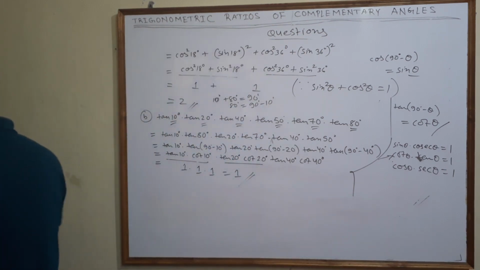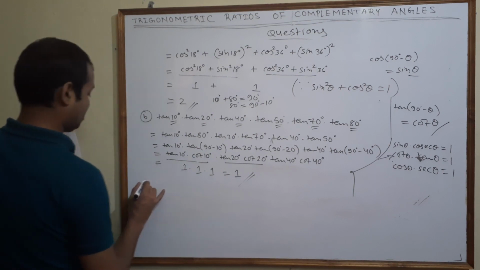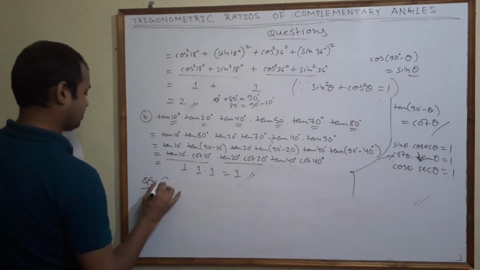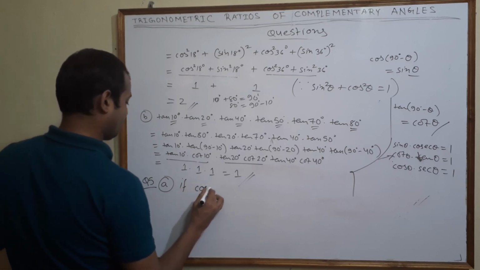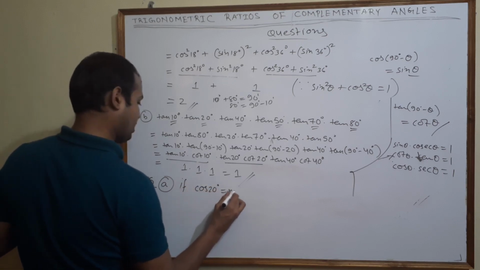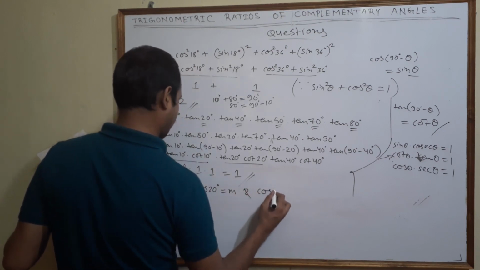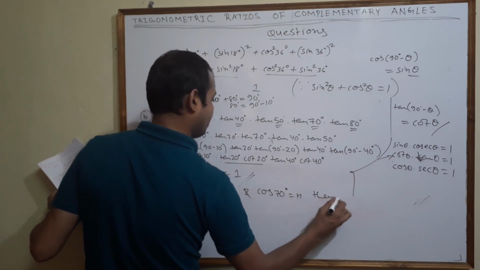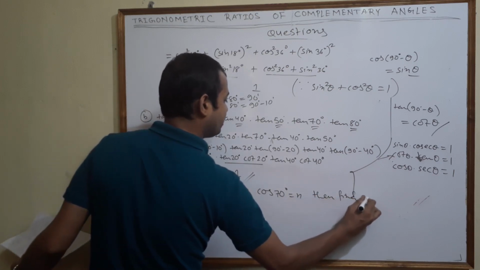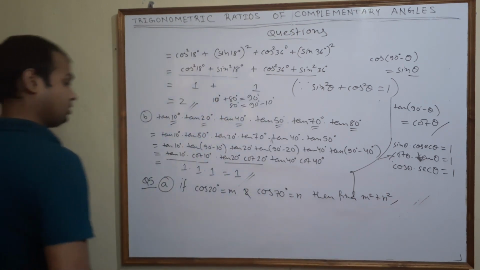Now let us see the next question. The question is, if cos 20 degree is equal to m and cos 70 degree is equal to n, then find m square plus n square.